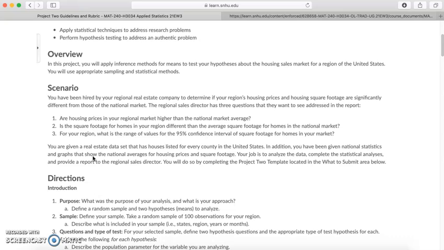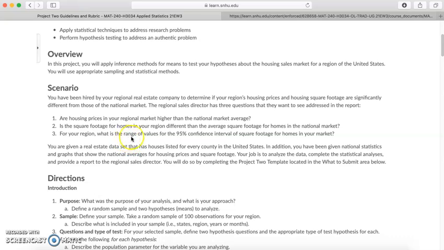Are your housing prices in your region market higher than the national market average? Is the square footage for homes in your region different than the average square footage for homes in the national market? So right there, we're going to be running 2 hypothesis tests in this project. This one here will be a right-tailed hypothesis test where you're going to test if your sample mean listing price is higher than the mean of the national average. This one is where you're testing your square footage to see if it's different than the national market's mean square footage. That's a two-tailed test.